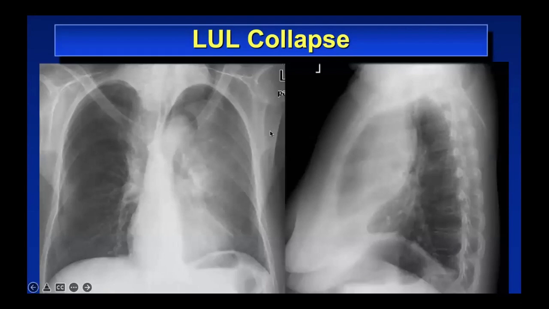Another patient with left upper lobe collapse. The Luftsichel sign is here, and then this veil of opacity. It's a little bit more volume than the other patient who had a very tight collapse anteriorly.